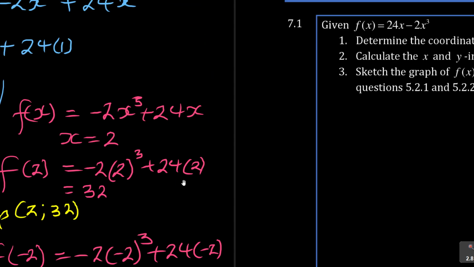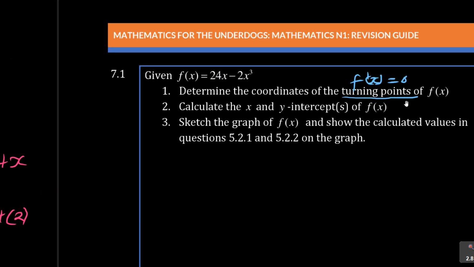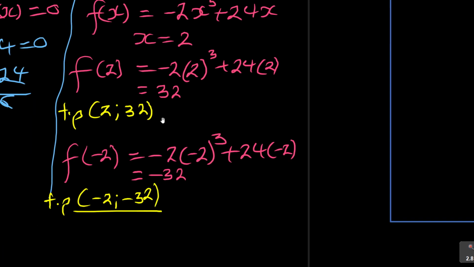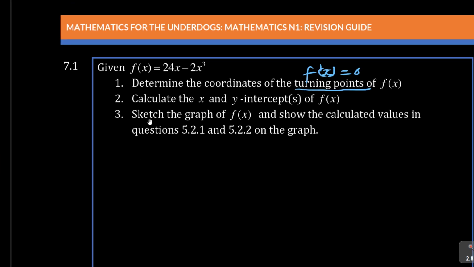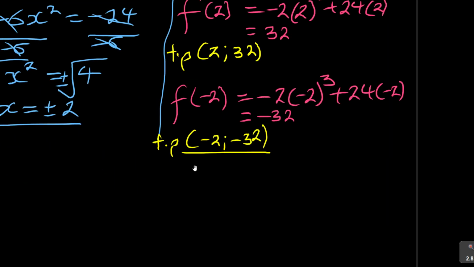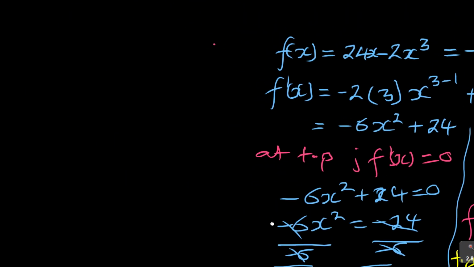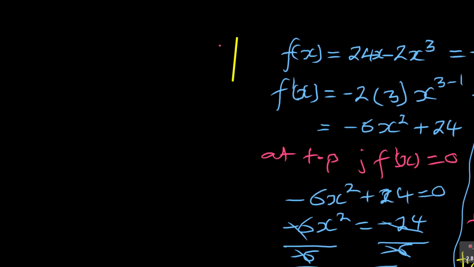Okay, so the question was determine the coordinates of the turning point of f of x, 5 marks. So for you to write it like this, these are the coordinates of the turning point. Next one, calculate the x and y intercepts of f of x. See, a repetition of the previous question. Let me work it further this way.